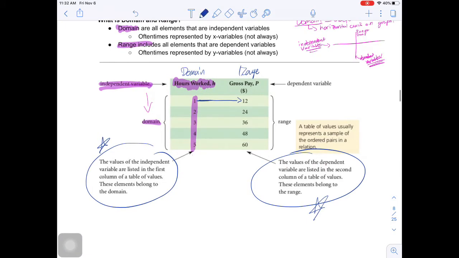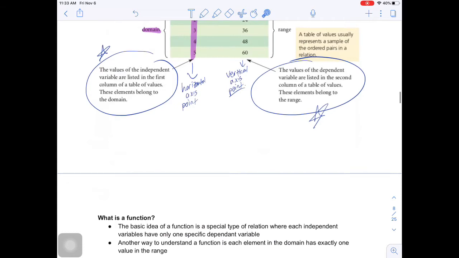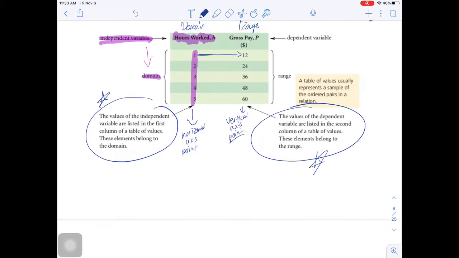Okay, these points would be plotted on your horizontal axis. Horizontal axis points, and these would be their corresponding vertical axis points. Okay, so you could definitely graph this thing. So where 1 is, you'd put 12. Okay, so let's maybe make the graph of this thing before we move forward, just to get an idea of what this thing might look like.